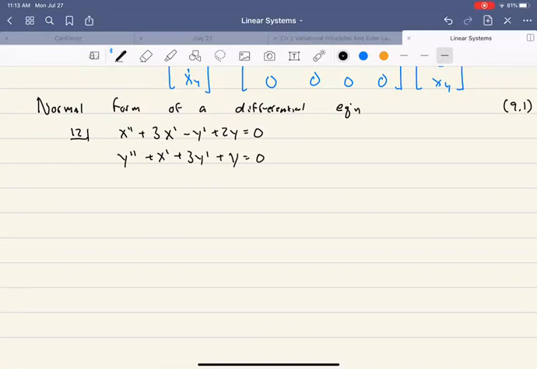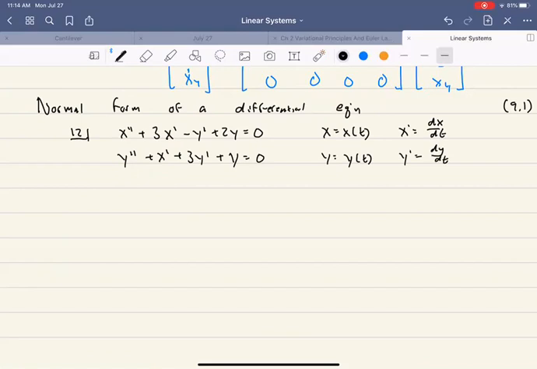What is the underlying variable? The underlying variable here is t, and the reason we know that is because we have x prime and y prime showing up, so there's some variable that's not listed. So we're going to take x as a function of t, y as a function of t, and x prime is dx/dt, and y prime is dy/dt.